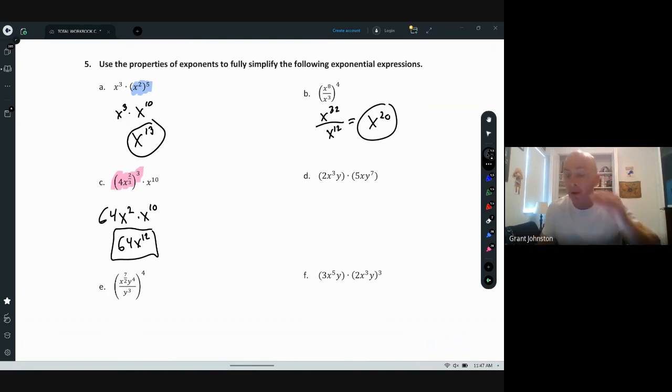D should be fairly straightforward. We have 2x to the third y times a 5x y to the 7th. So the 2 times the 5 is 10. Now it's the exponents we add. Remember, this is like an x to the 1. So x to the third times x to the 1 would be x to the 4th. This is like a y to the 1. Y to the first times y to the 7th would be y to the 8th.